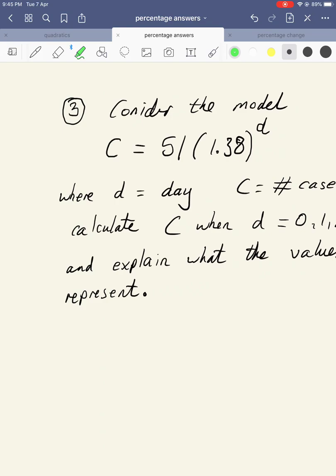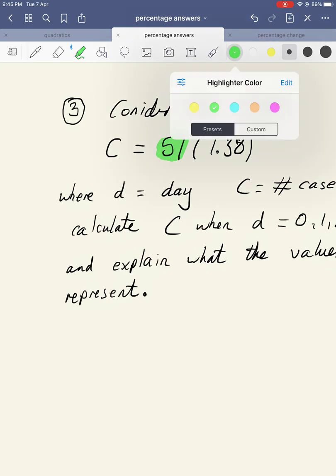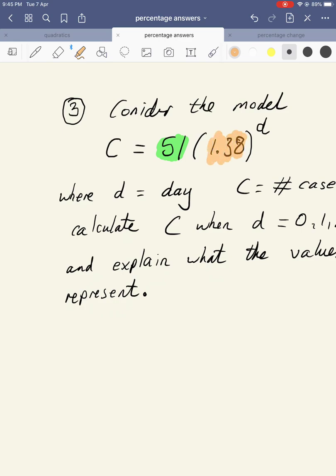Okay, so create a model now. C equals 51 times by 1.38 to the D. And now you've got to think, well, those numbers look quite familiar. That 51, I've seen that one before, for sure. And what about over here? I've seen that 1.38 before. Okay, so we're going to unpack what this model is and how it works.